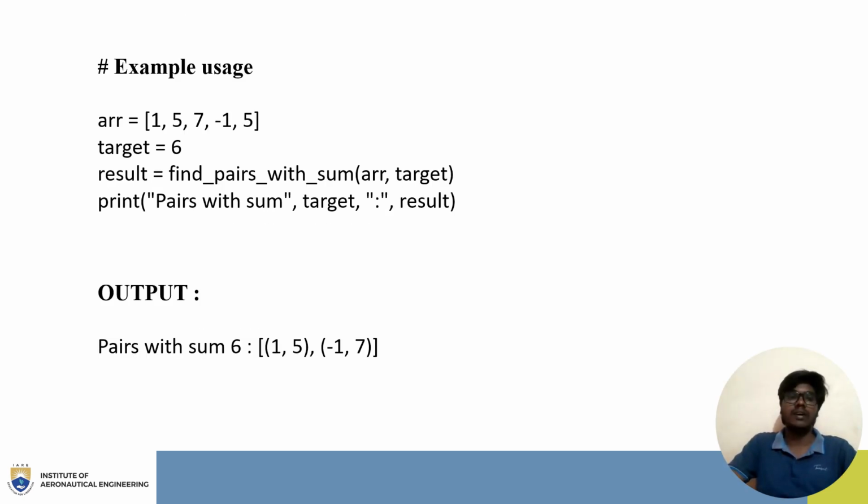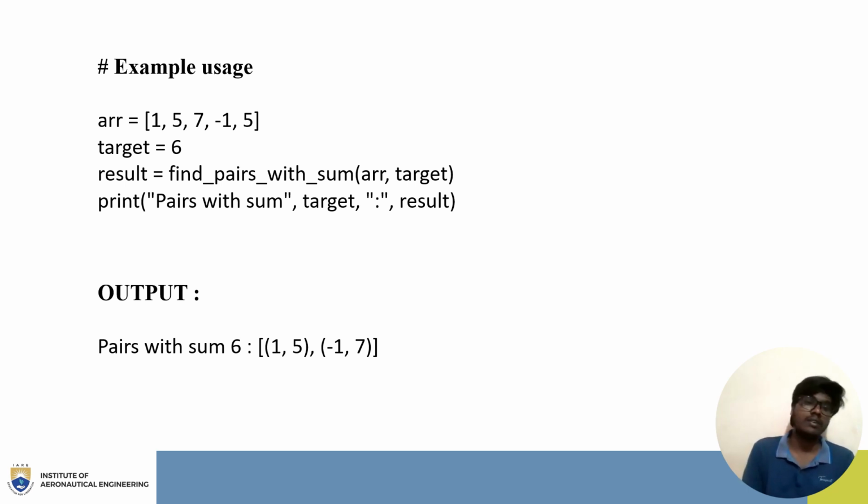For example, here we are given the array 1, 5, 7, minus 1 and 5, and the target we assumed is 6, and result equals find_pairs_with_sum of array, target. Here we are calling the function which we have defined, find_pairs_with_sum, having the parameters array and target. And we are going to print pairs with sum, target, which gives the result.